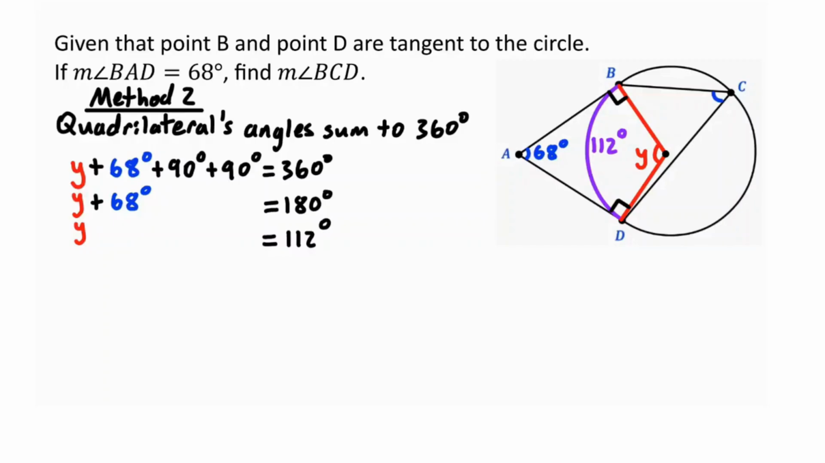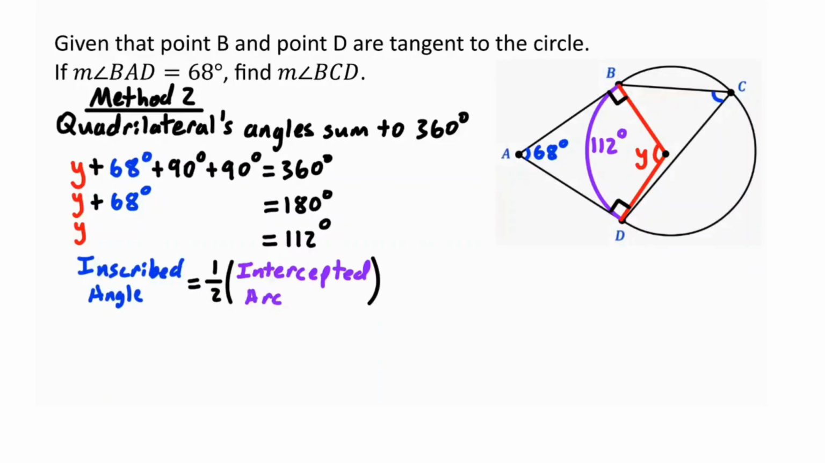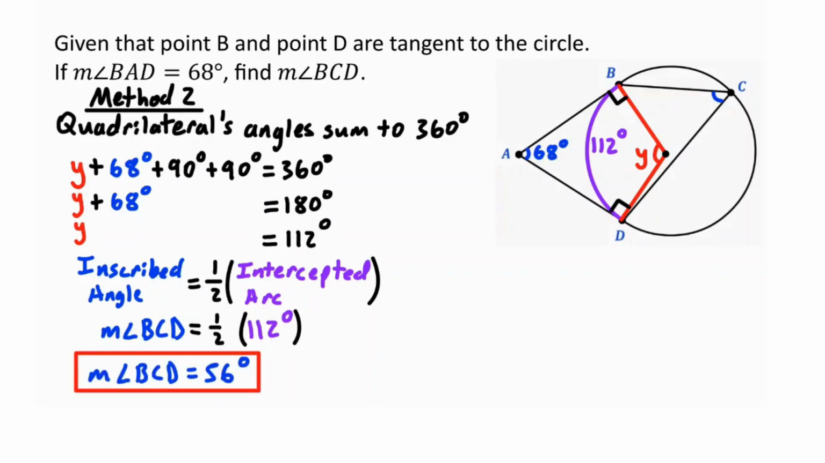And then we'll solve for the measure of angle BCD, which is the inscribed angle, equal to 1/2 of the intercepted arc, meaning the measure of angle BCD is equal to 1/2 of 112, meaning the measure of angle BCD is equal to 56 degrees.